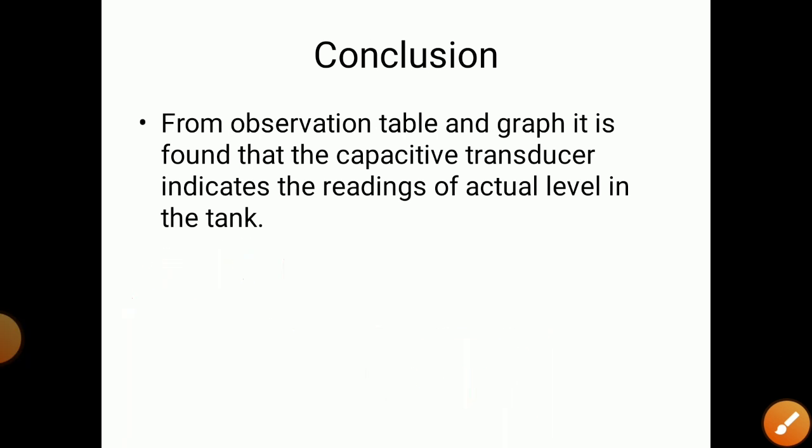Now after conducting this experiment, what should be your conclusion? From the observation table and graph, it is found that the capacitive transducer indicates the readings of the actual level in the tank. So we are able to measure the actual level in the tank with the help of the capacitive transducer. This is the conclusion of our experiment. Thank you so much all of you for watching this video.